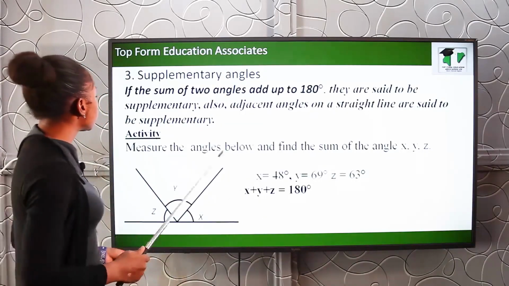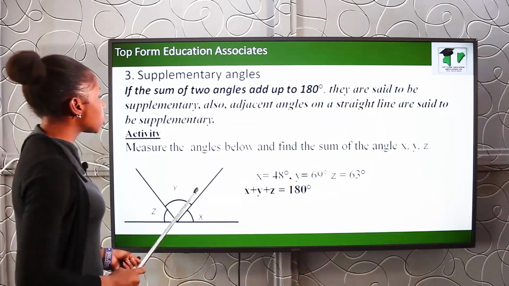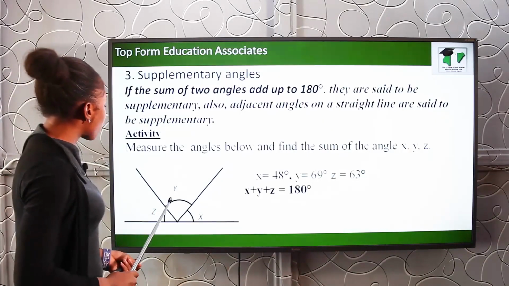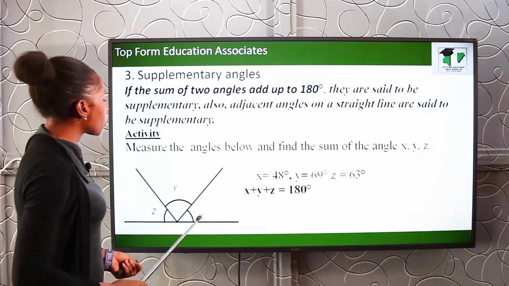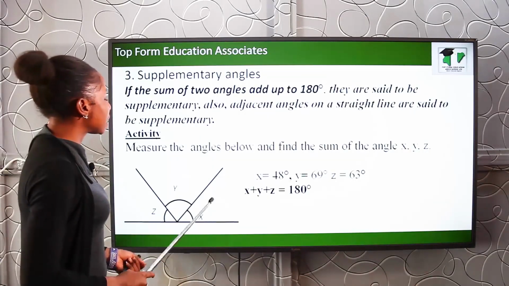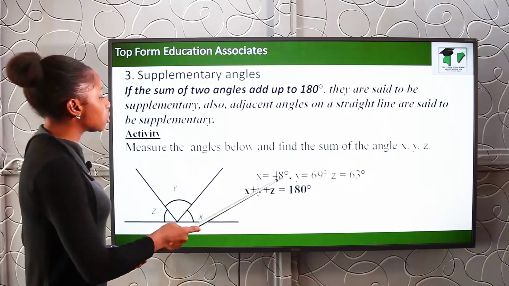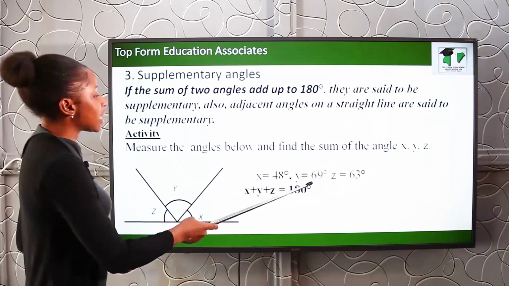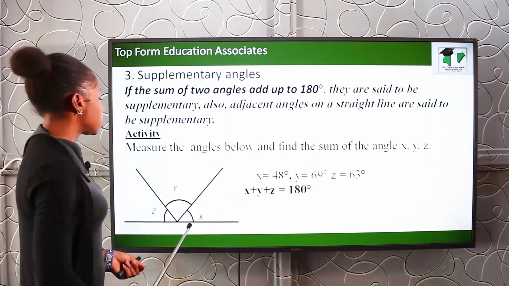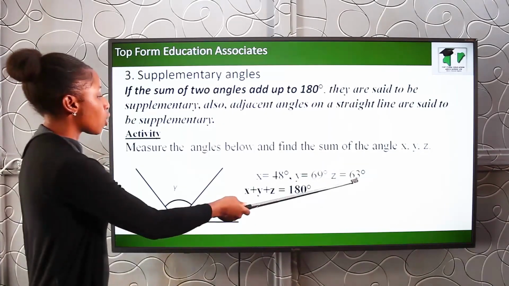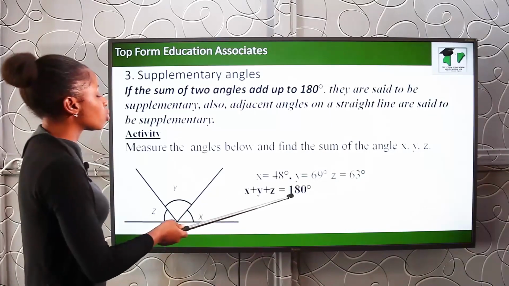Okay, we have another activity here. We are asked to measure the angles in this diagram: angle Y, angle X, and angle Z. Now, when we measure them, we're asked to sum them and get our answer. When we do that, we discover that X is 48 degrees, Y is 69 degrees, and Z is 63 degrees. When we take the sum of all these angles, we get 180 degrees.